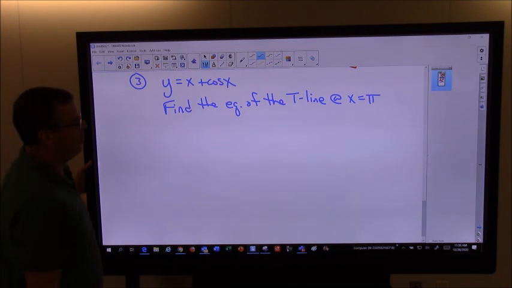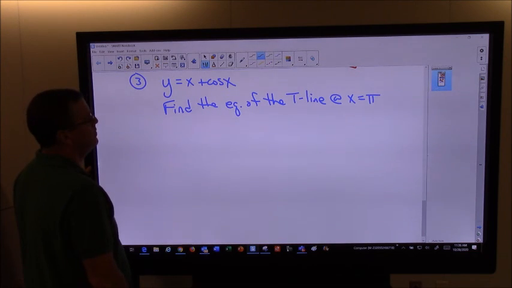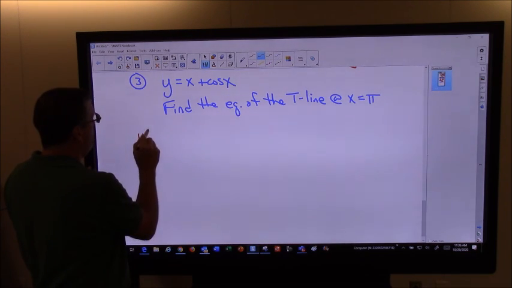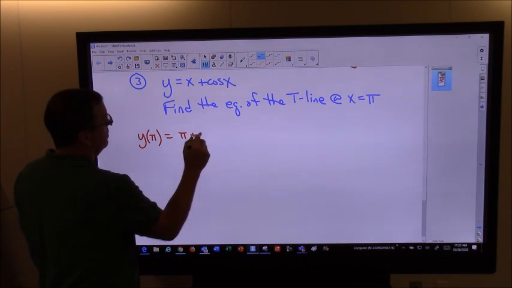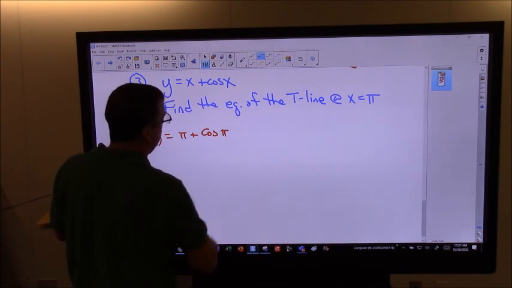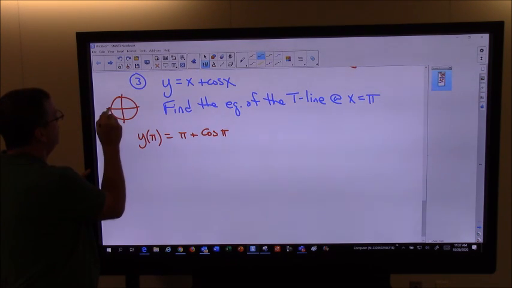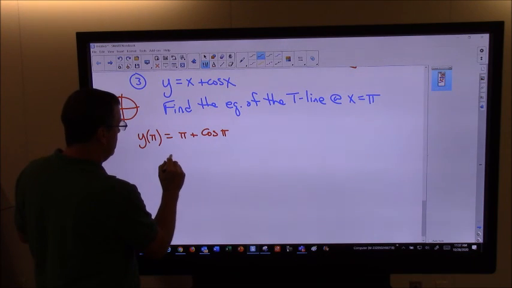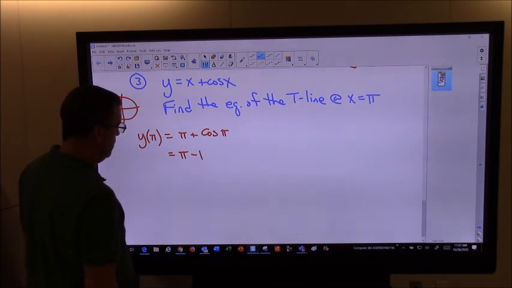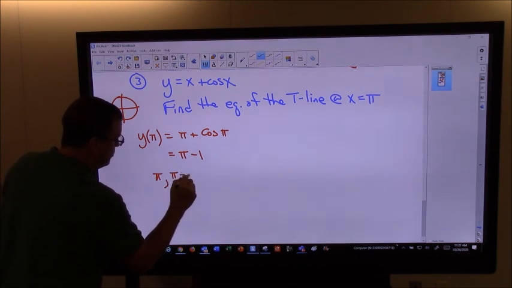All right, so equation of a line, I need 2 things. I need a slope and a point. So let's find a point first. Y at pi is going to equal pi plus cosine of pi. So on the unit circle, pi is right here. The value of the cosine is the x-coordinate, so that would be -1. So what I have is pi minus 1. So my point is pi comma pi minus 1.